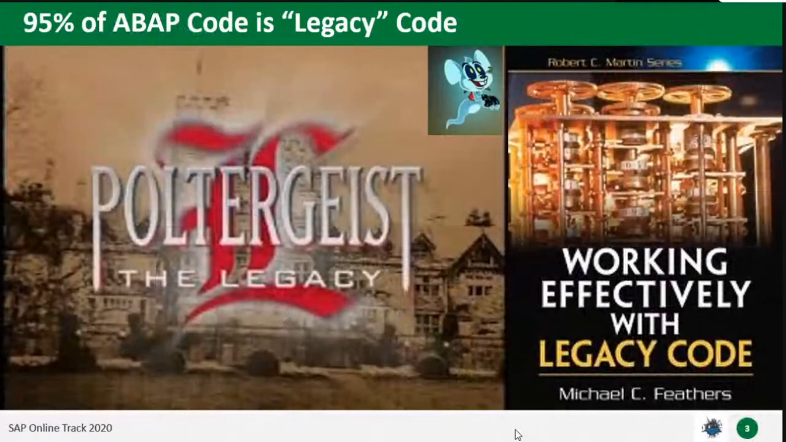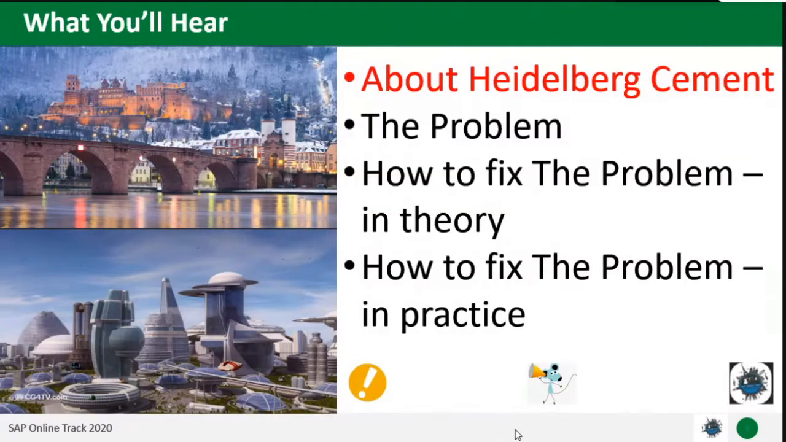The basic premise of this whole presentation is that the vast majority of current ABAP code is what's known as legacy code. It can be changed into something a lot better with minimal risk. I've done it for real. The agenda will be, you'll hear about my company for about 2 seconds, because no one's really interested. The problem I'm trying to address, the theory behind fixing that problem, and the reality behind fixing that problem.